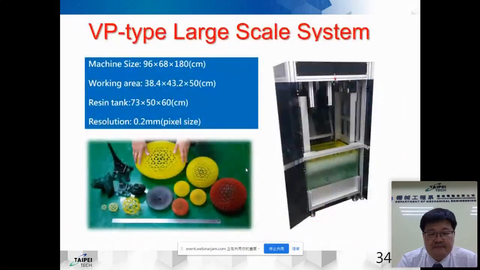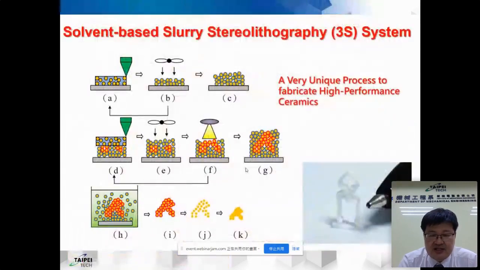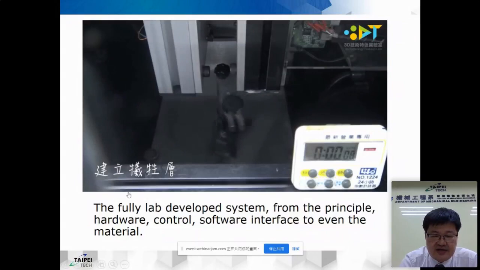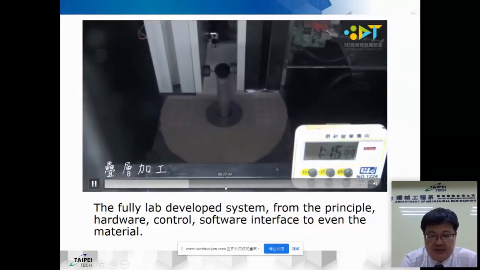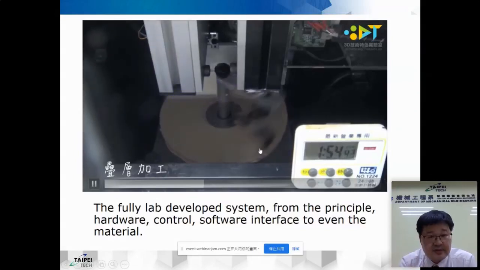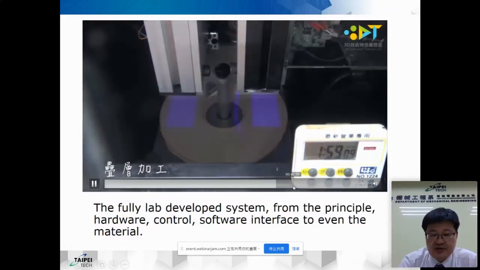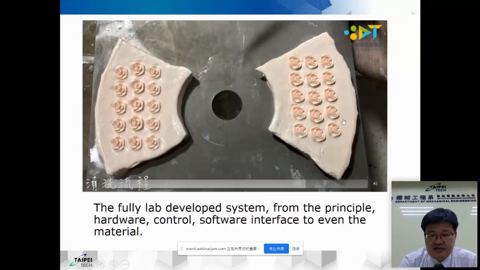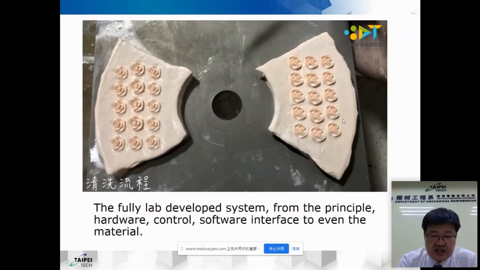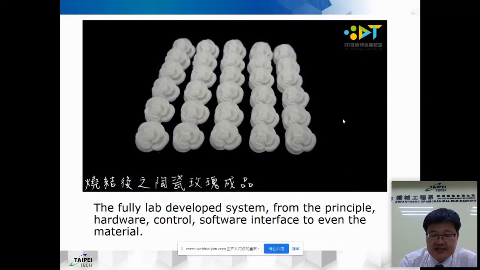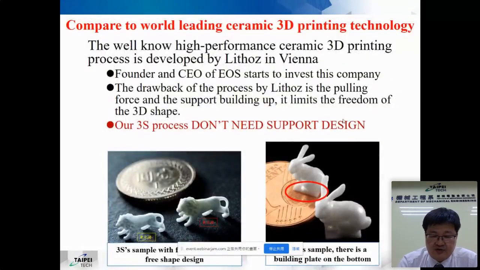Okay, that's the process. And we also do something very big and something very small. That's something big as well. And the ceramic one is something very small, very detailed. That's the process of our system. So we can keep printing. Then after printing, we can take the objects out. So we can print a lot of loads in one time. And to do the sintering afterwards, they become the final parts. So that's the result we have.